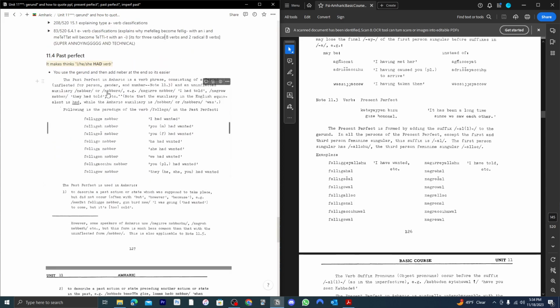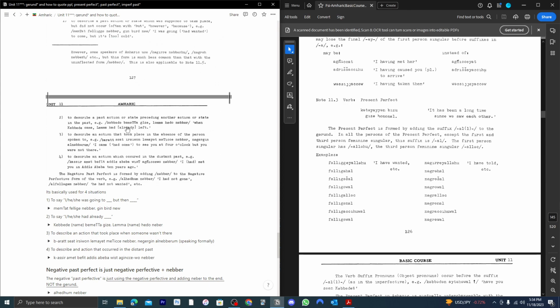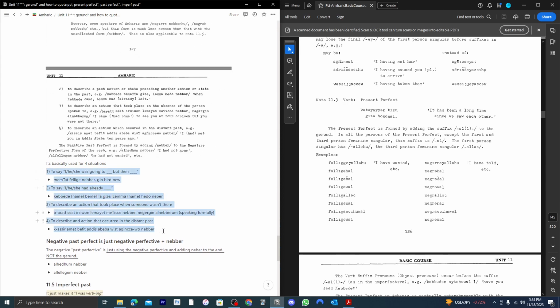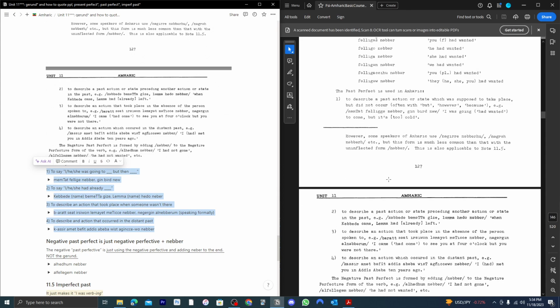Past perfect. Somewhat easy. You take the gerund and you just add neber to it, and then it becomes I had wanted, or I had blank, or whatever. What's funny is that neber, I think it mentions it here, means was, but in this situation it is used like had as in English. So it's kind of weird in that case, but otherwise pretty simple to use. And it's used for 4 situations, and I would actually memorize these and practice speaking with them. That way, if you can say them, it's easier to identify them.